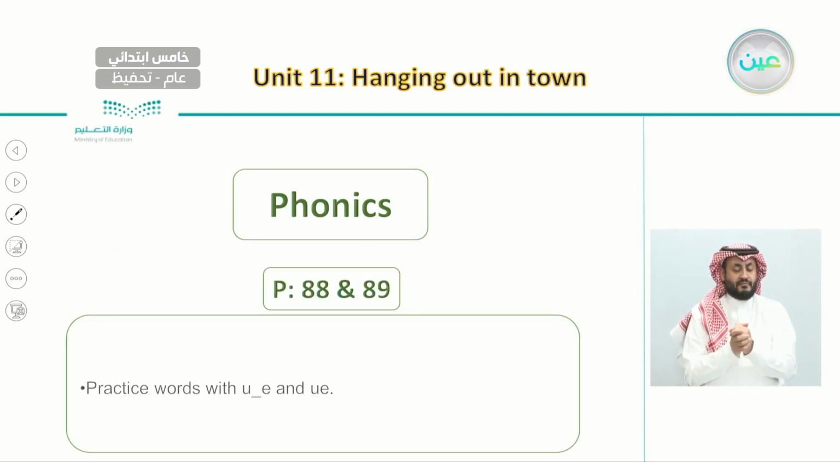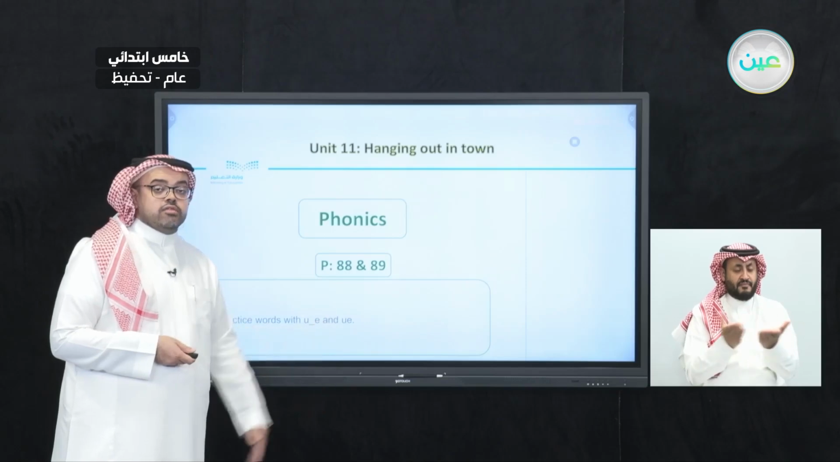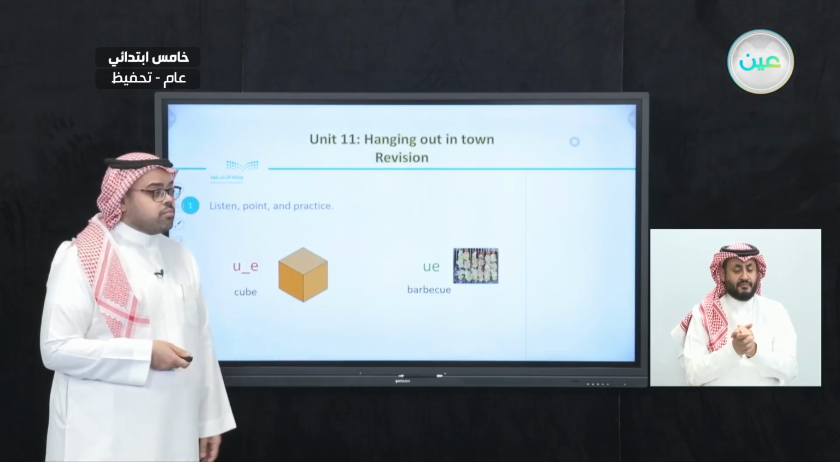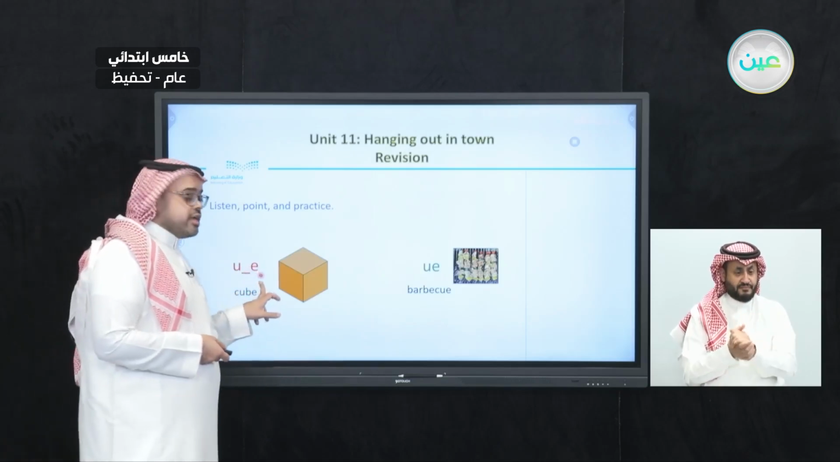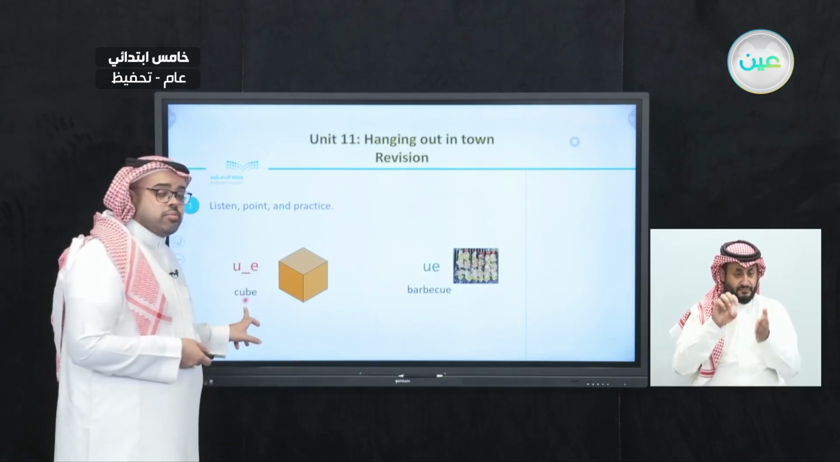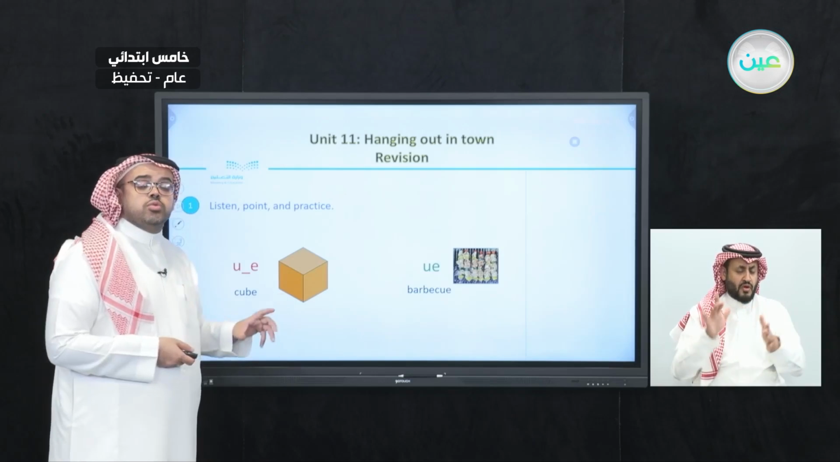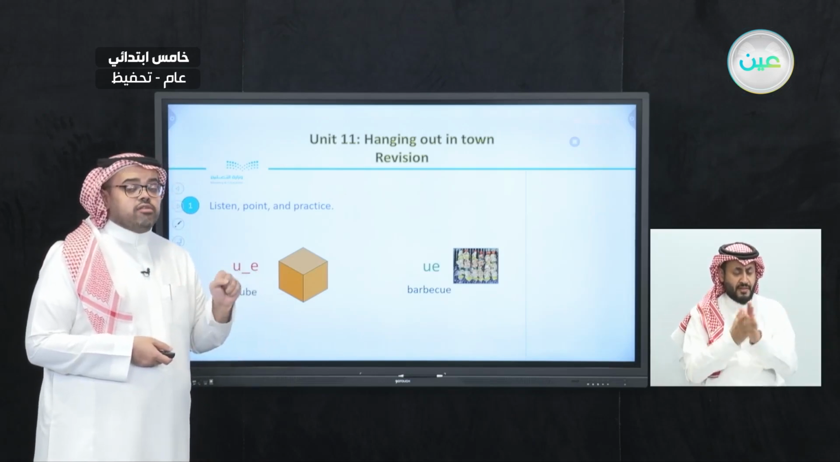And finally, the last lesson we did learn was called the phonics lesson, that can be seen on pages 88 and 89. Now, our goal was to practice words with U, E, and also U and E. Words that start with U and end with E, and also two letters combined together. We said that the difference between words that have U in the beginning and E at the end is that we pronounce U in full, as in full vowel.